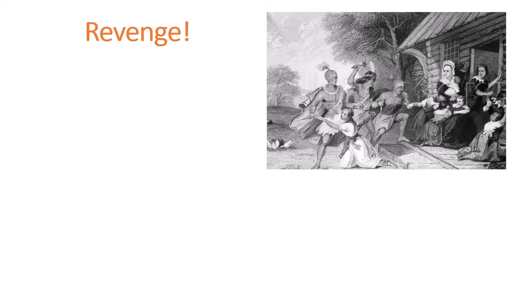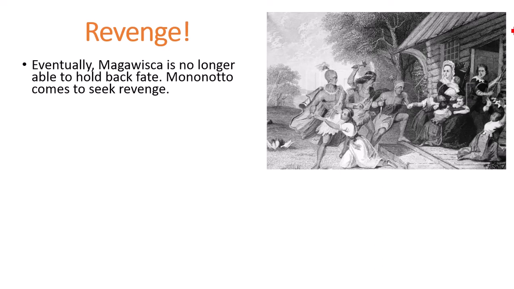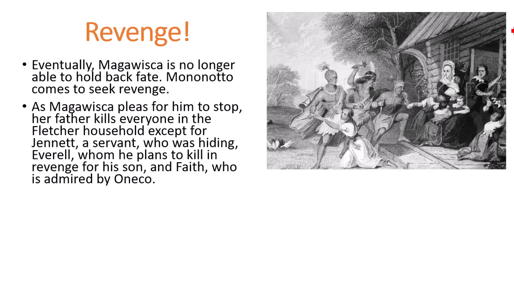So this is a depiction of the events that follow. There's Magawiska right here, again about Everil's age, about 13, 14, maybe a little bit younger than him. Here are the younger children and the baby and Martha, and this is one of the servants who's able to escape. So Magawiska can no longer hold back fate. Her father, Manonoto, comes back to seek revenge. She pleads for him to stop, but her father kills everyone in the Fletcher household.